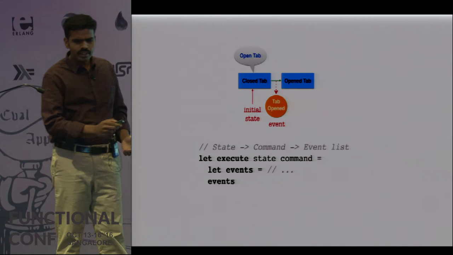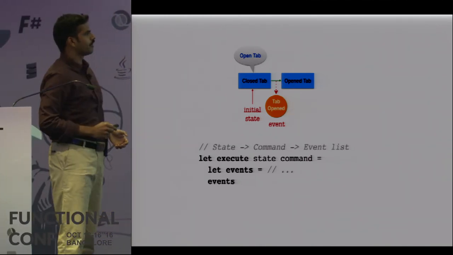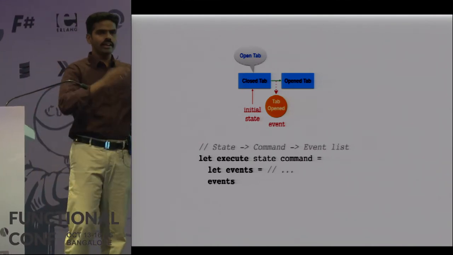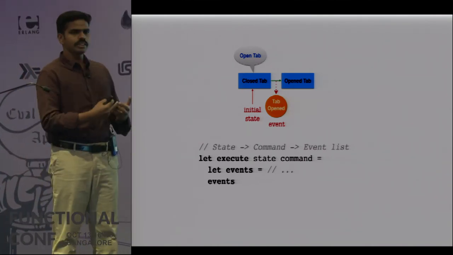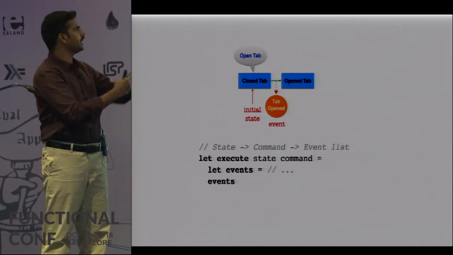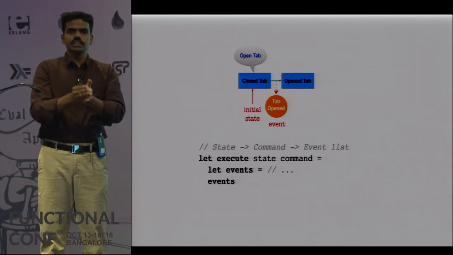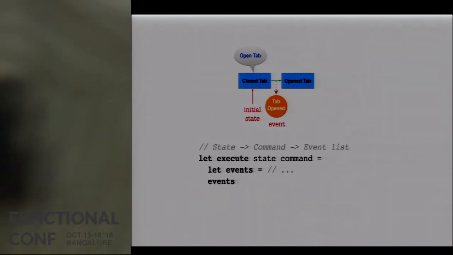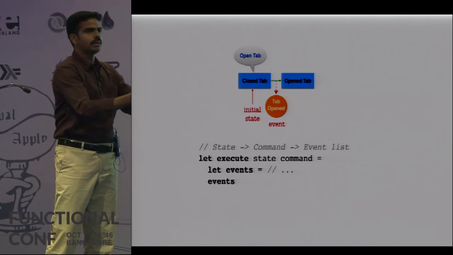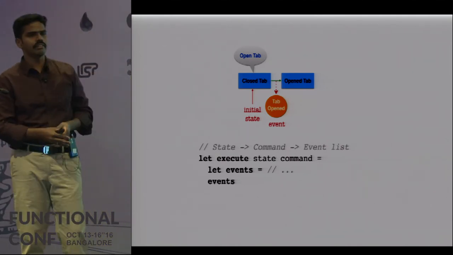So let's model this as a function. We have a function called execute. It takes a state and a command, and it comes out with the list of events associated with the state transition. So here, what we are seeing is the state of the system is closed tab. Upon receiving the command, it has moved to open tab. That means the tab has been opened in the system. So we are just emitting that event.